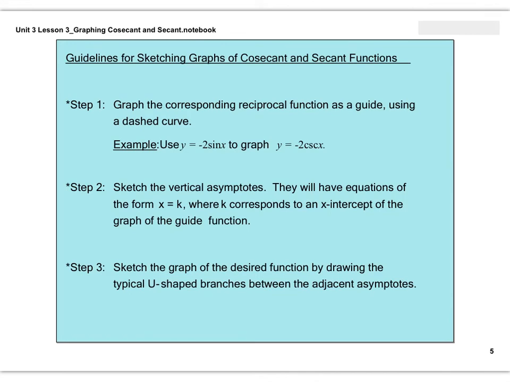So here are the guidelines for sketching graphs of cosecant and secant. Number 1 is you graph the corresponding reciprocal function as a guide. So you're going to graph either sine or cosine. Then you're going to sketch in the vertical asymptotes, and then you're going to sketch in the U-shaped branches between the vertical asymptotes.